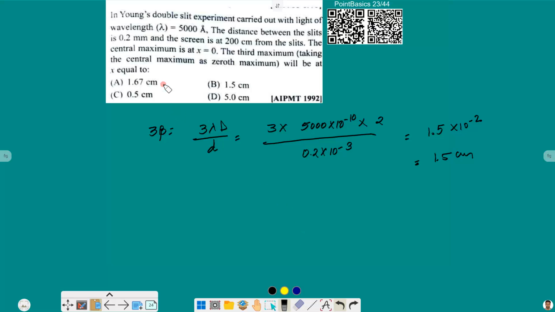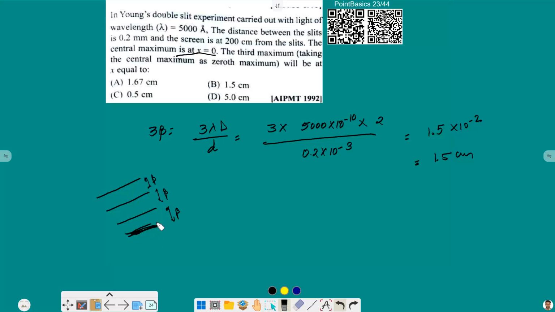Now here some additional information is also provided that central maxima is x is equal to 0. So whether we take central maxima at x is equal to 0 or x is equal to some random value, still suppose this is the central maxima, then there will be a first maxima, then there will be second maxima, and then there will be third maxima. Now this distance is equal to fringe width, so beta, this is again beta, and this is again beta.